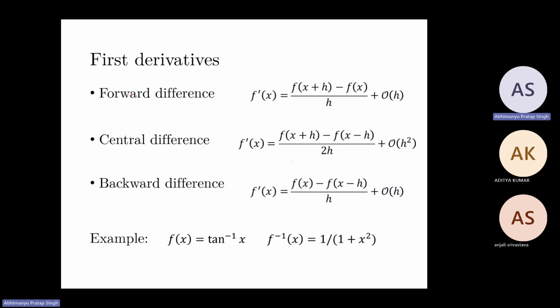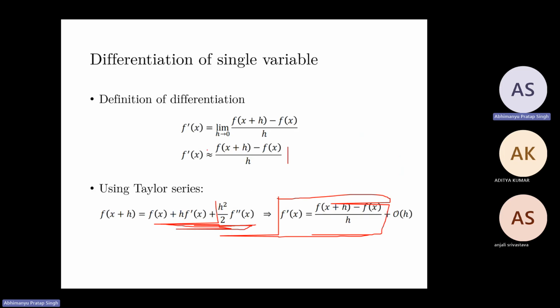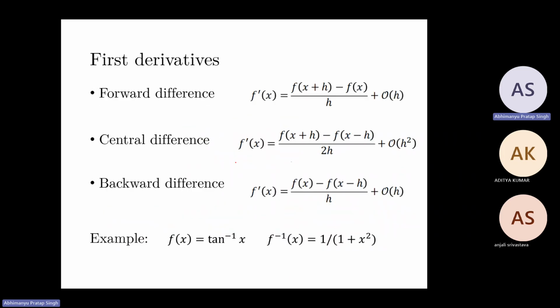So we have three formulas for them: the forward difference formula, the central difference formula, and the backward difference formula. The forward difference formula is similar to what we get from the definition of differentiation: f(x plus h) minus f(x), divided by h. The smaller this h is, the closer this is to the true derivative.